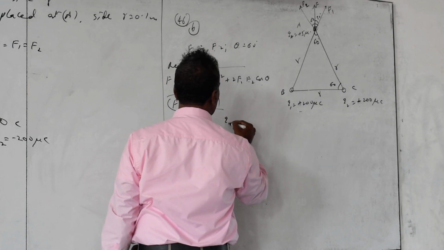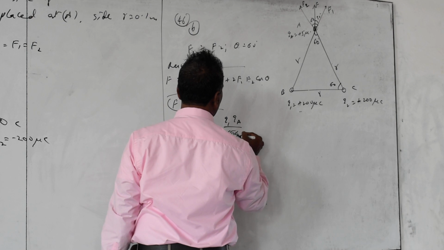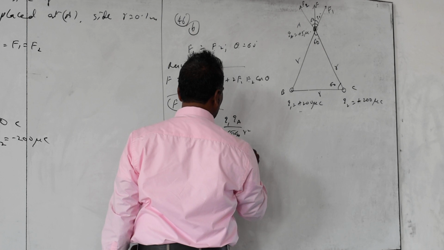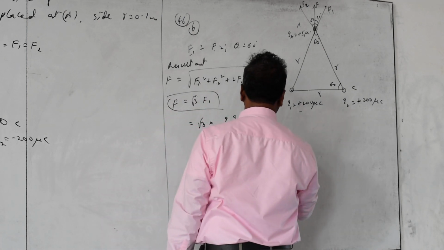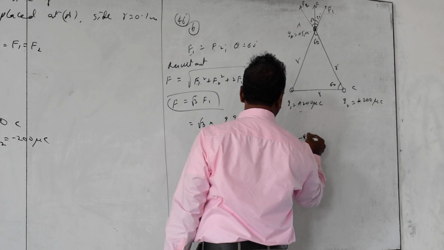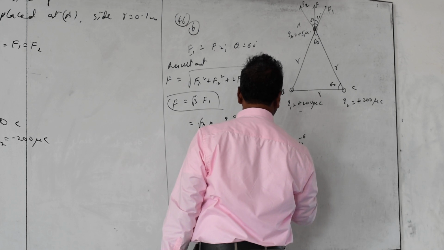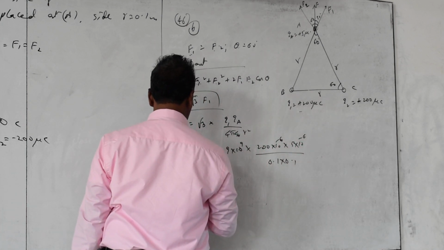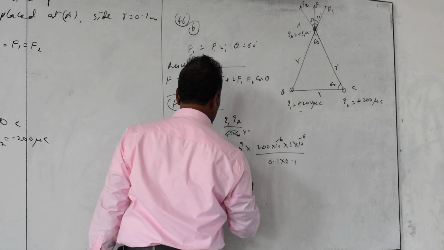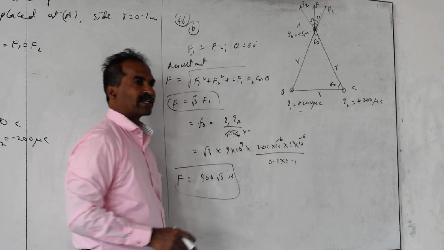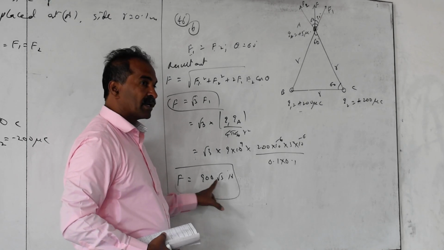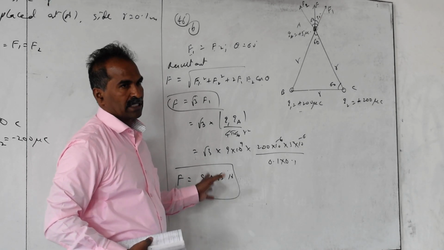F1 is equal to Q1 QA by 4 pi epsilon naught distance square, with the extra term root 3. This is 9 into 10 to the power of 9 into 200 into 10 to the power of minus 6 into 5 into 10 to the power of minus 6 by distance square, 0.1. So F is equal to, as before, 900 root 3 newtons. This part is same as before, we are taking only the magnitude. You will get the same result, but both multiply. You have to remember it directly, and must be able to work out these types of problems.